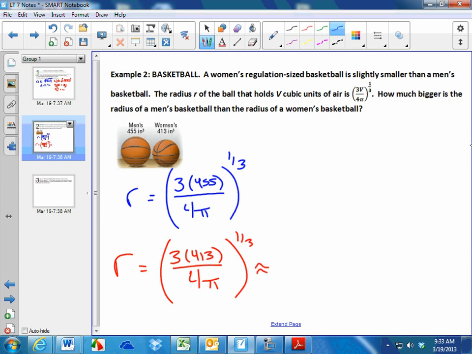Now we do need to try these ourselves in the calculator because I'm fairly certain we'll get two answers for the men's basketball radius. One of them will be 4.77 and another will be 10.23. So type it in yourself, see what you get. I'll see if I can get the calculator to pull up so we can do this on screen.